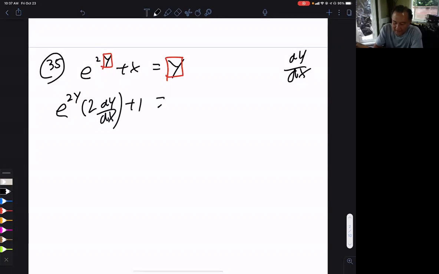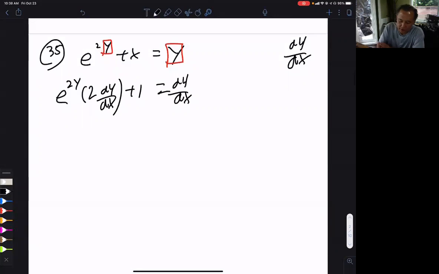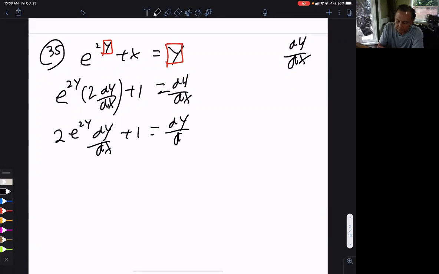Plus 1, I like that. Derivative of x, just 1. And the derivative of y, because it's a function, is dy/dx. So I'm going to isolate dy/dx's. So far, so good. I'm going to rearrange this one. I'll explain what just happened if you're confused.